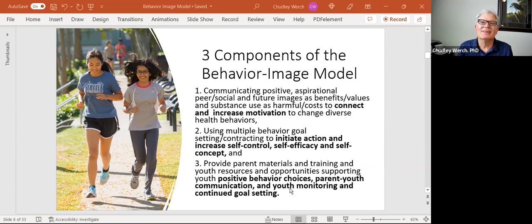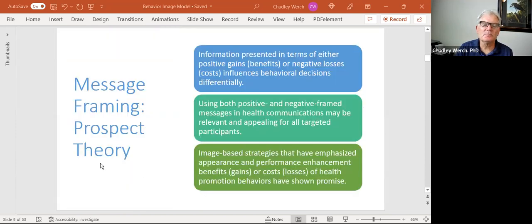So it's really important to continue to support that youth behavior change. But the key components, the first two, communication of a positive image and communication of action, goal setting, and then you're off and running. Okay, those are the components of the behavior image model. Underlying the behavior image model is message framing. It's how you frame or state your communication to your target population. And underlying this is a theory called prospect theory.